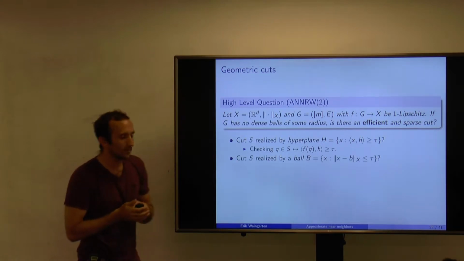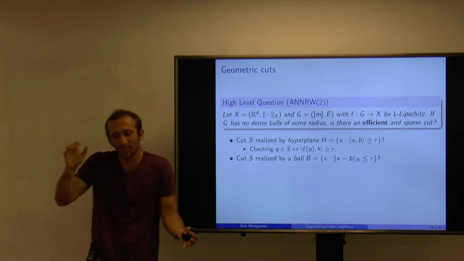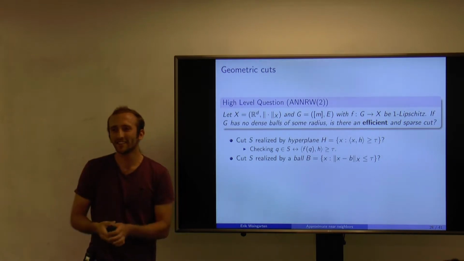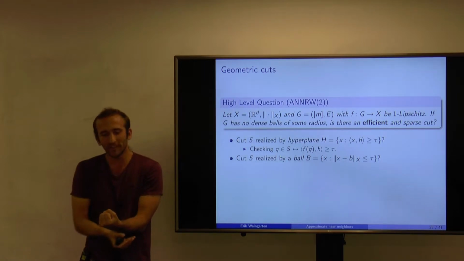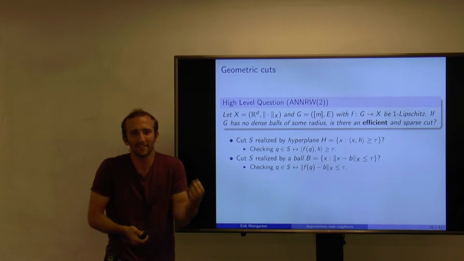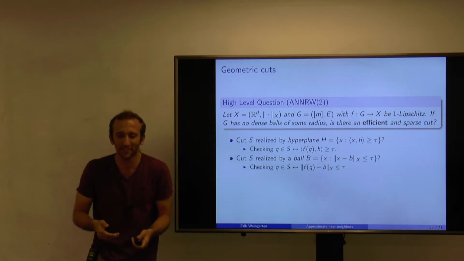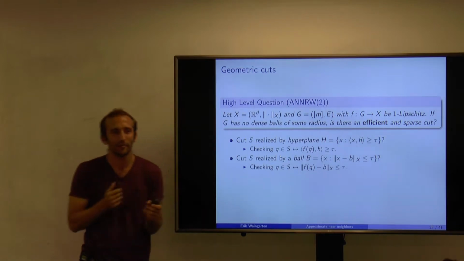Another example would be maybe we could take cuts by taking balls. So you have this graph, and the sparse cut which you can achieve is actually given by considering a point in your space and considering all points within distance at most tau. So now again, checking whether a point was inside the cut or outside the cut simply corresponds to computing the distance of that particular point to the center of that ball.